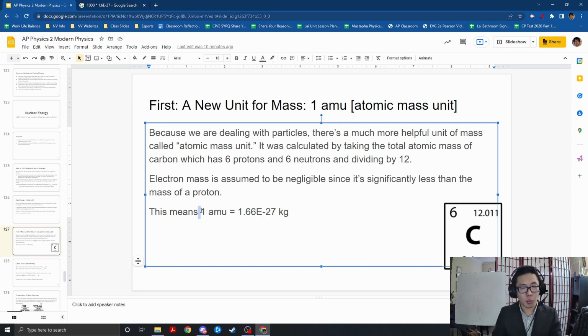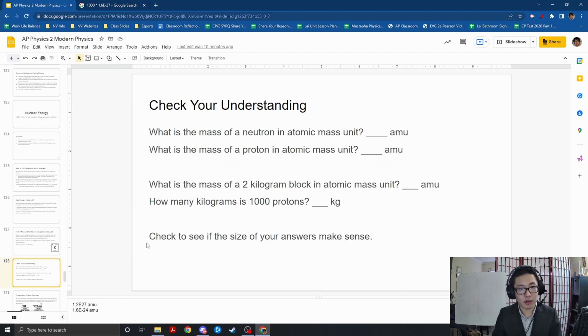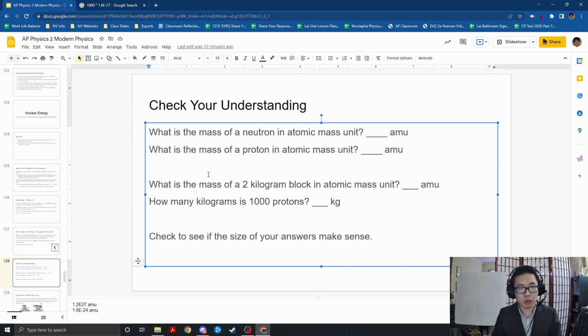All right, so one atomic mass unit, sometimes also referred to as 1 U, so without the AM part. So one atomic mass unit is equal to 1.6 times 10 to the negative 27 kilograms, all right? So you should be able to actually answer these questions. Why don't you pause and see if you understand how to do the unit conversions?